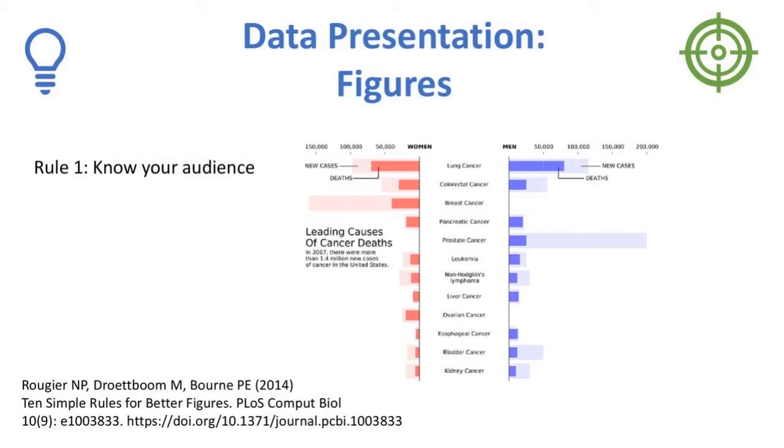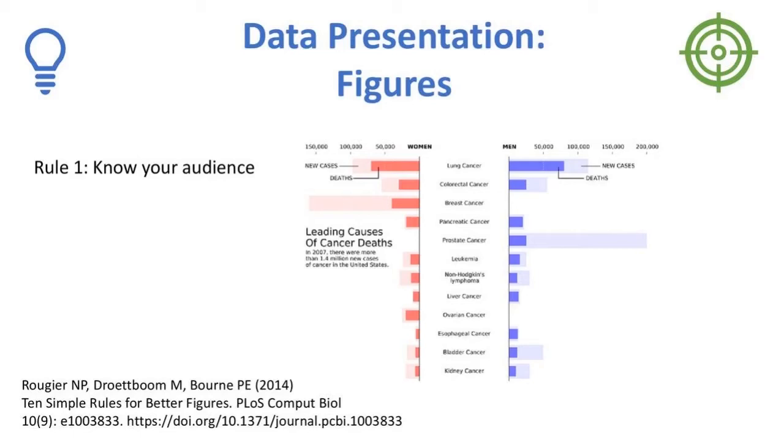Rule number 1, know your audience. What's your target journal? Which journal are you sending your paper to? Who's going to be reading it? Obviously, if I write a paper about cancer and I publish that in a medical journal, the audience, the kinds of people who are going to be reading that paper, will be different than if I publish it in a general biology journal.